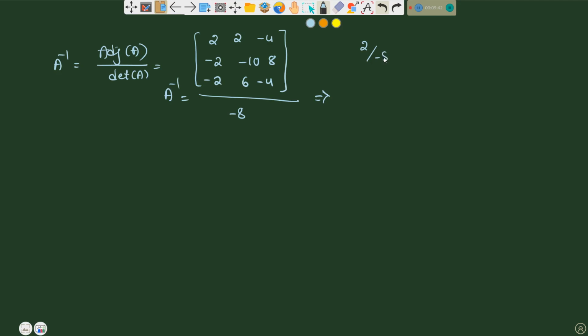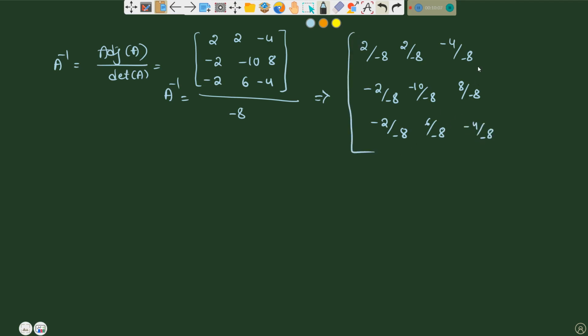2 by minus 8, 2 by minus 8, minus 4 by minus 8, minus 2 by minus 8, minus 10 by minus 8, 8 by minus 8, minus 2 by minus 8, 6 by minus 8, minus 4 by minus 8. Okay, further you can solve. If you keep till here also, you will get the marks. Okay, this is how you have to do the A inverse of a 3 cross 3 matrix.